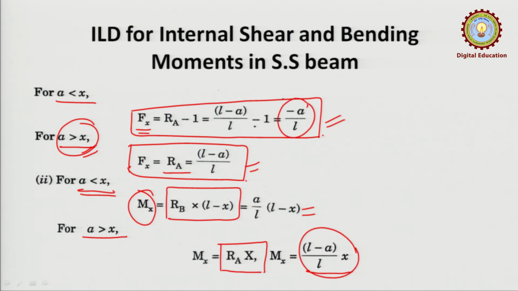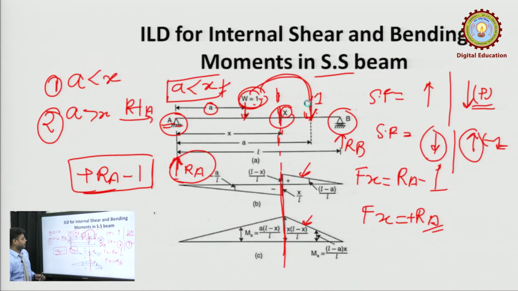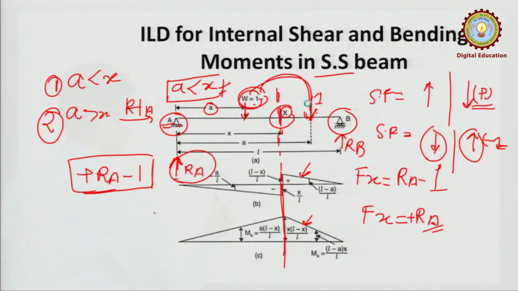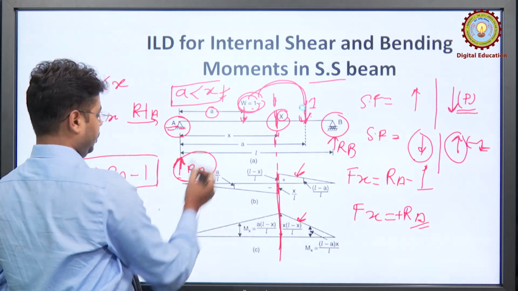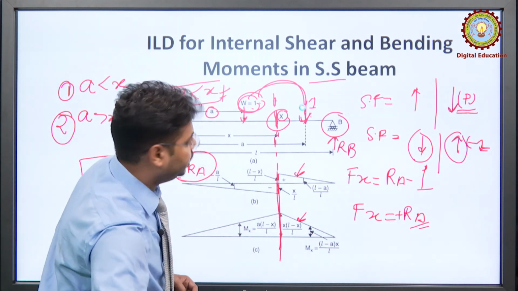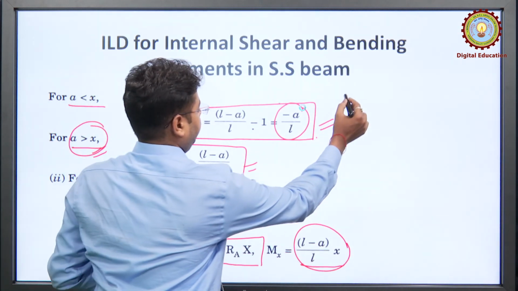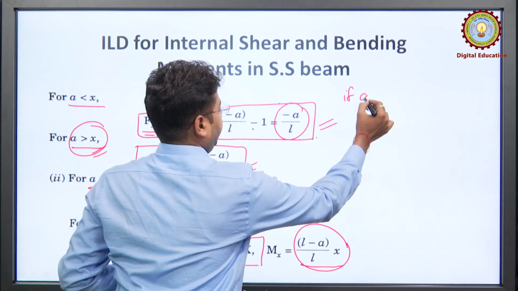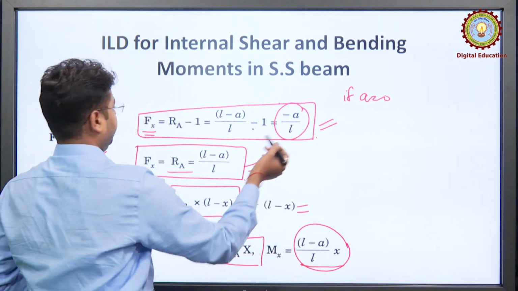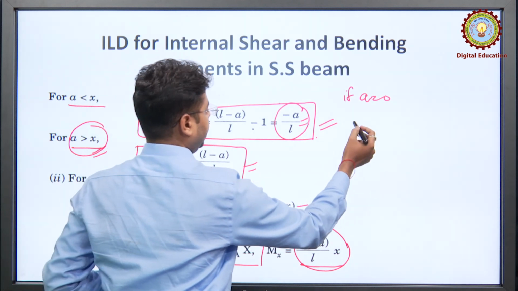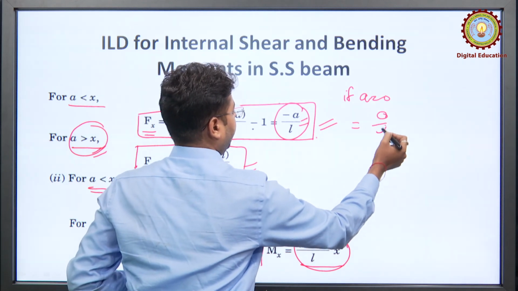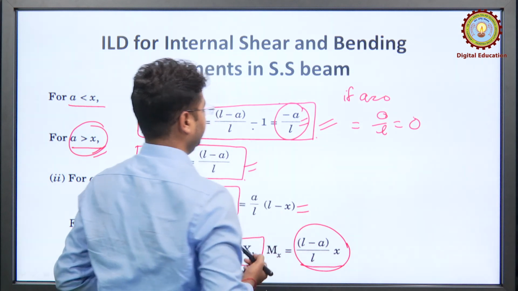If equations are linear, then we can simply put a value. When a is equal to 0, what will the value come? 0 upon L, that means 0.